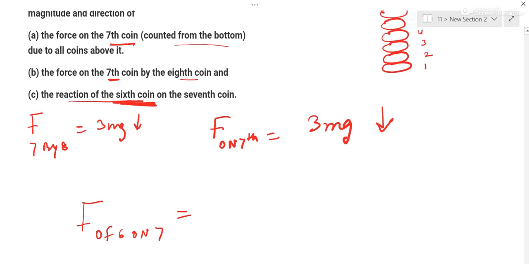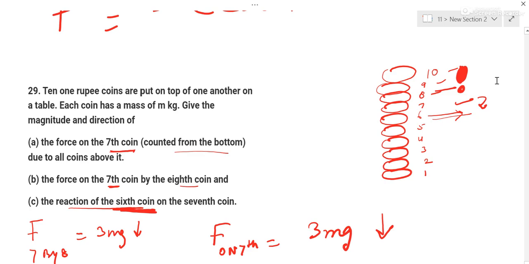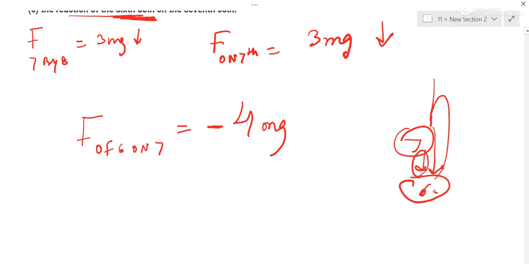Action and reaction are equal and opposite. So you just see how much force is there on the 6th by the 7th. The 7th coin will exert its weight, that is mg, and the 3 coins above it, so 4 mg. Action and reaction are equal and opposite, so the reaction will be upward. The 7th is exerting its weight and the rest 3, the 8th, 9th and 10th, together 3 mg, so 4 mg on the 6th. So the 6th is giving a reaction equal but opposite, so it will be upward.